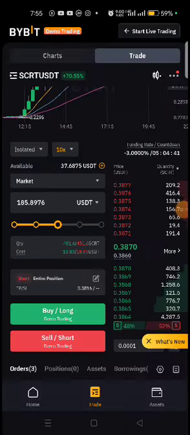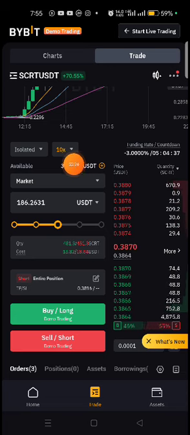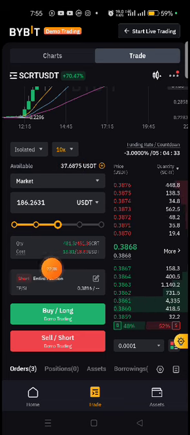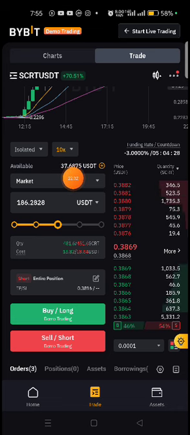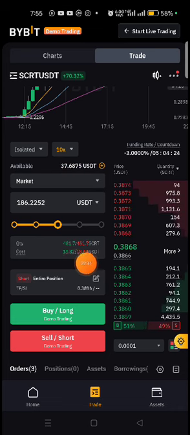I did not put stop loss, but I could decide to put stop loss. 10x means 10 times of whatever amount I'm investing is what will be used to trade for me. Now, what it will cost me from the 25, the $37 I have is $18. $18 of my money will be used.